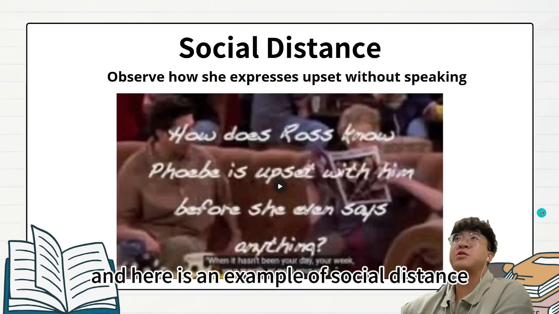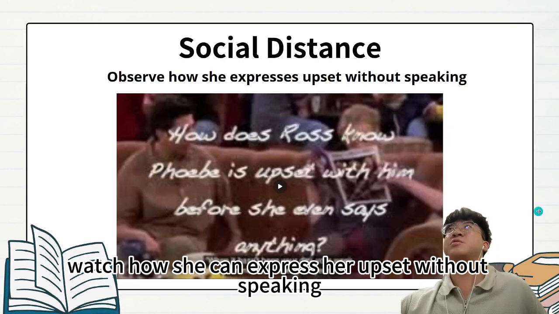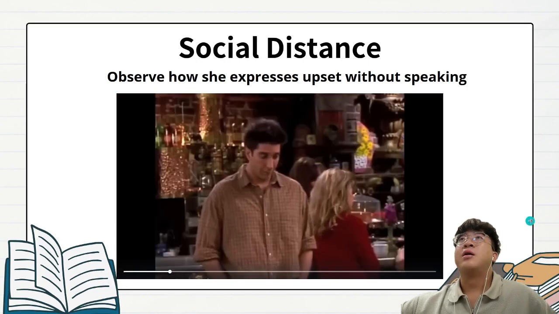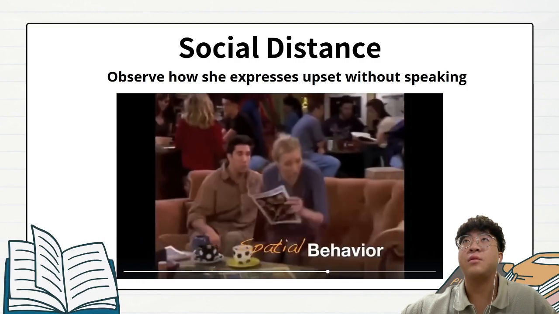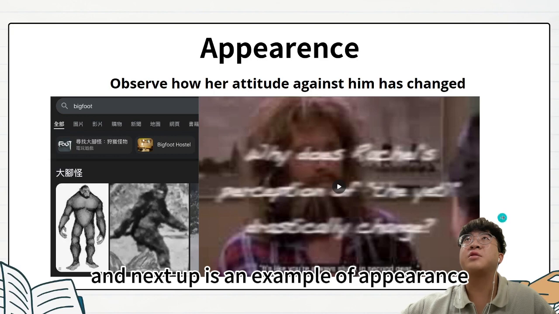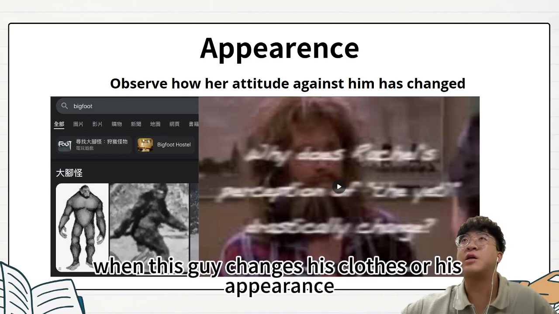And here is an example of social distance. Watch how she can express her upset without speaking and just by moving her body and position. And next up is an example of appearance. Watch how she changes her attitude when this guy changes his clothes or his appearance.